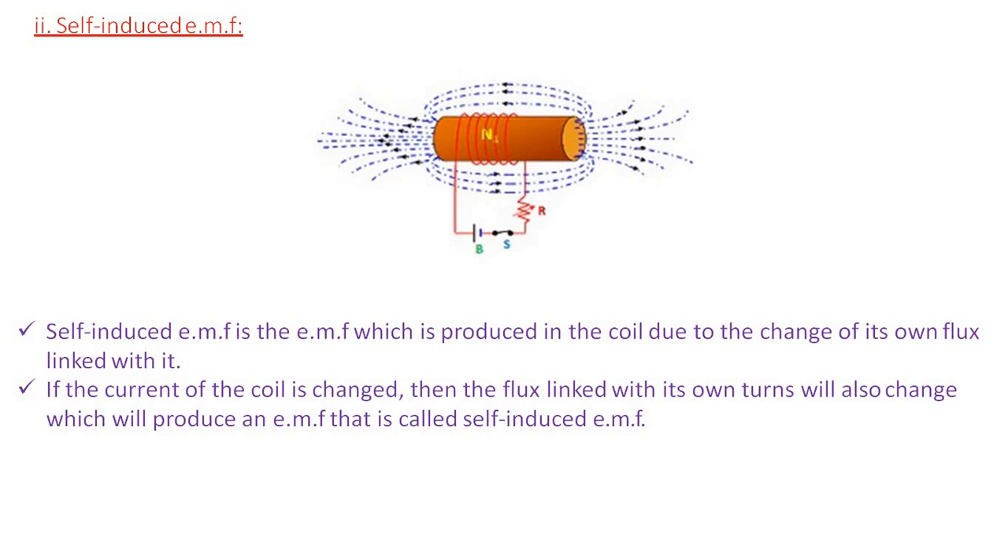Next, self-induced EMF. Self-induced EMF is produced in a coil due to change of its own flux linked with it. If the current of the coil is changed, then the flux linked with its own turns also changes, which produces an EMF. That is called self-induced EMF.